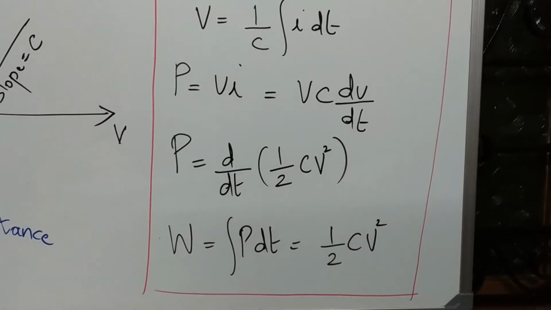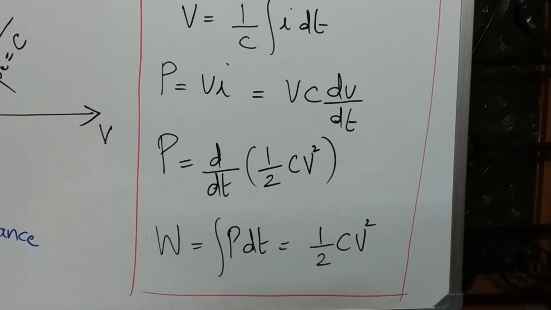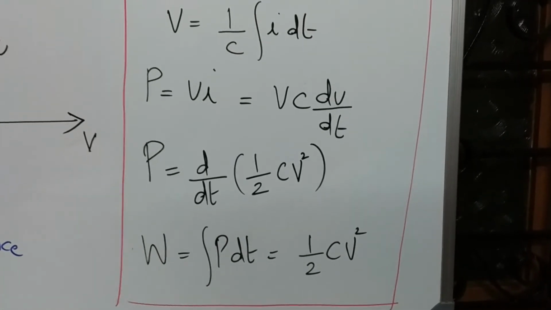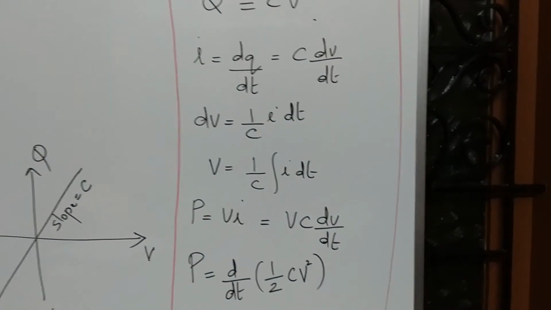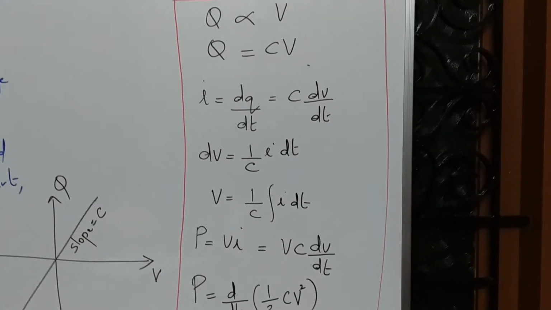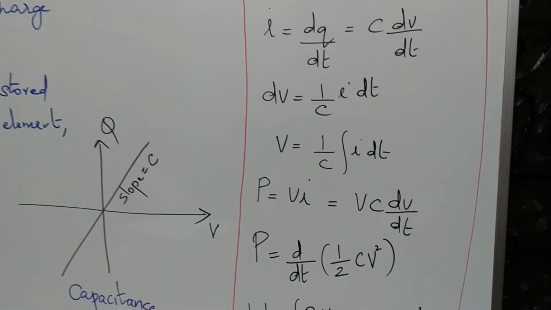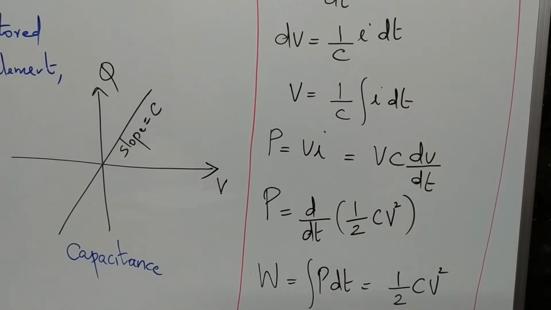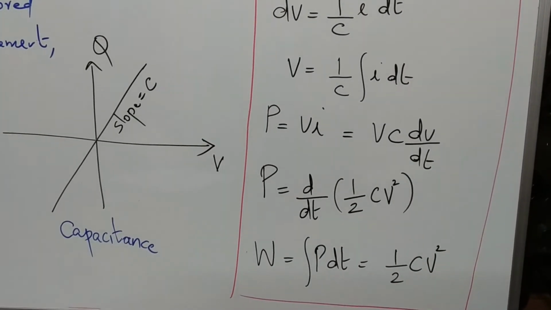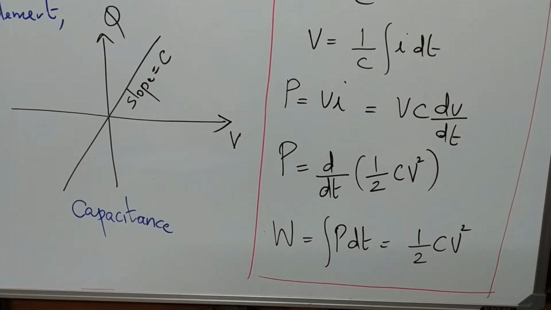So that energy is integral P dt. So the d by dt will go off and you will get half CV squared. So the basic equations governing a capacitor are Q equal to CV, I equal to C into dV by dt, V equal to 1 by C integral I dt, power equal to Vc dV by dt, and energy is half CV squared.